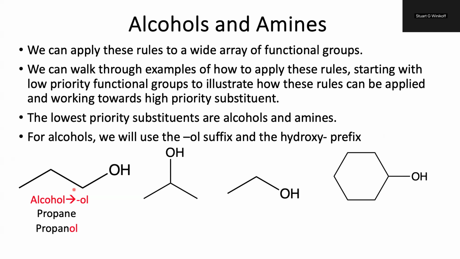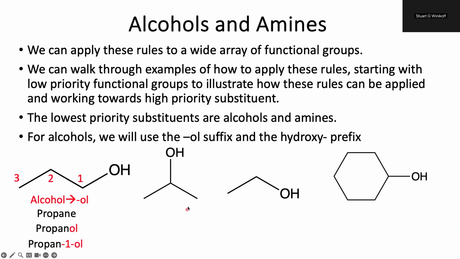Now we're going to identify our numbers. To minimize the numbering of the alcohol, I'm going to put that 1 position next to the alcohol and work my way up. So to identify where that alcohol is located, I'm going to name this as propan-1-ol. Don't be too surprised if sometimes you see the older notation, just like we saw with alkenes, of 1-propanol.